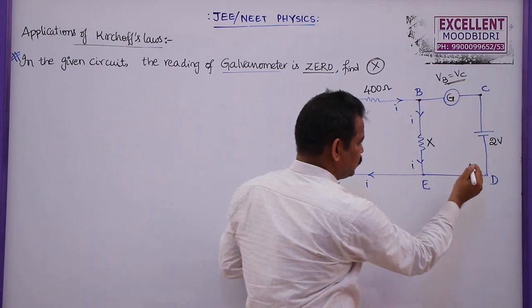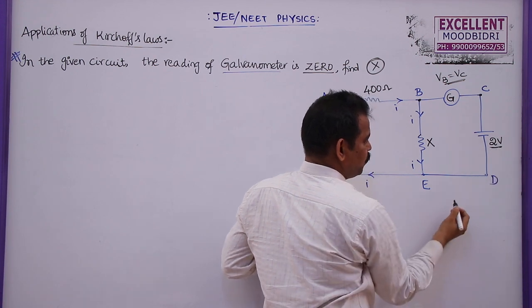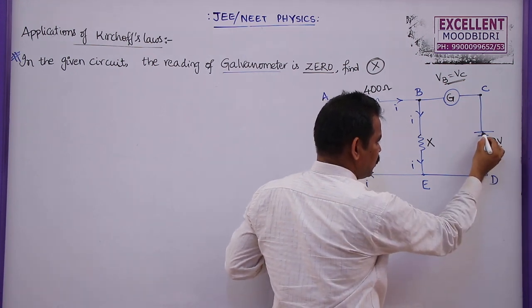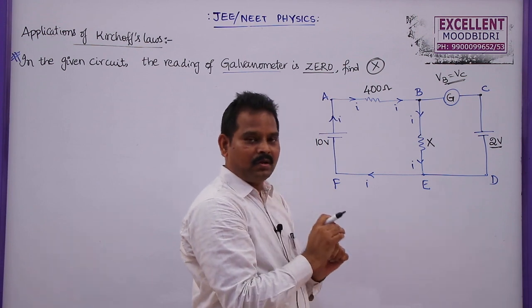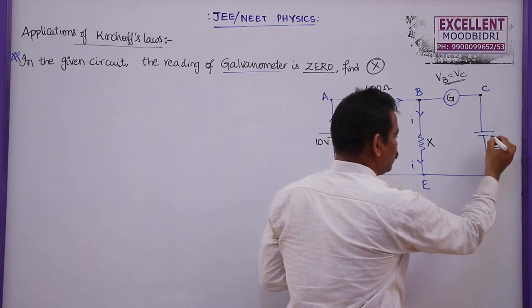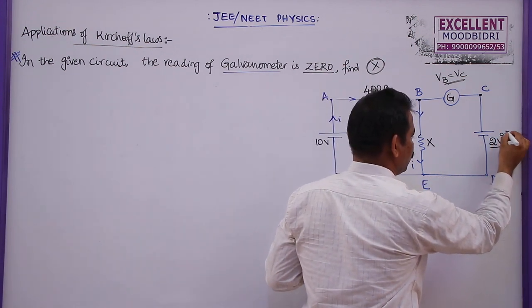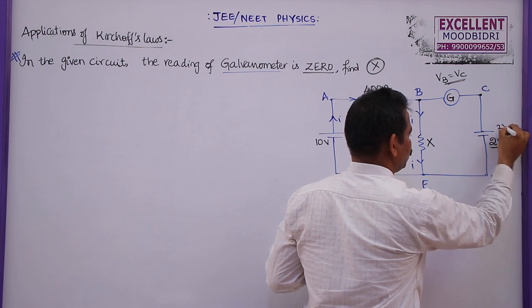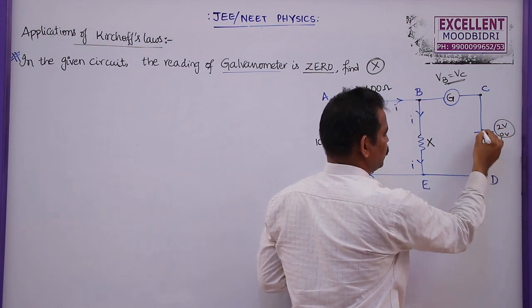But you can see this one, here there is a 2 volt battery. This is the negative terminal, this is the positive terminal. So what is the meaning of 2 volts here? The negative terminal is maintained at 0 volts. The positive terminal should be at 2 volts. That is the potential difference between these two.